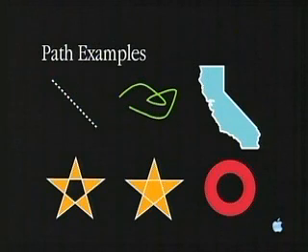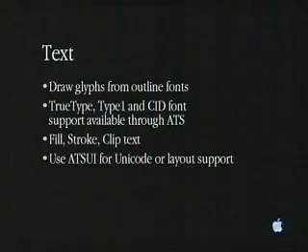Paths can be composed of subpaths also, and those subpaths can be disjoint. As an example, you could do a donut-like shape where the subpaths are really disjoint from the other one. And to do something like that, all you do is perform another move to operation. So with those path constructs, you can generate really complicated 2D line art.